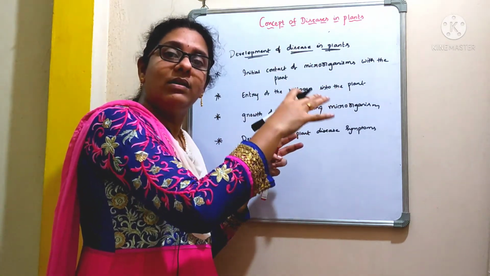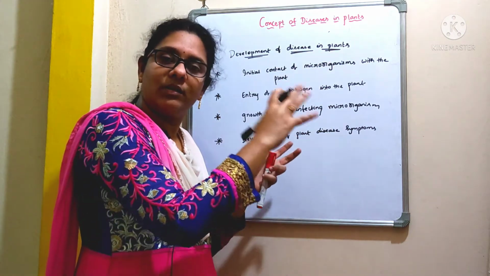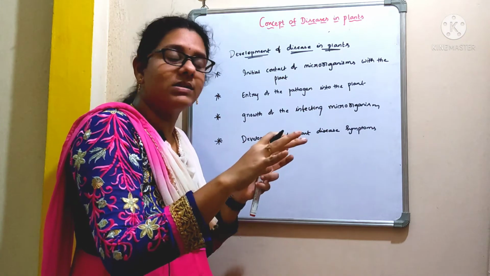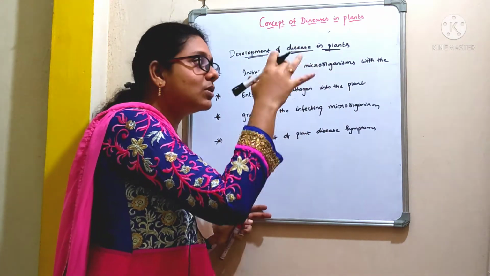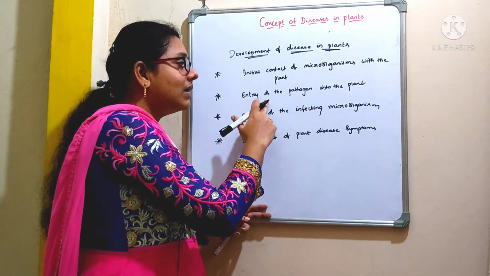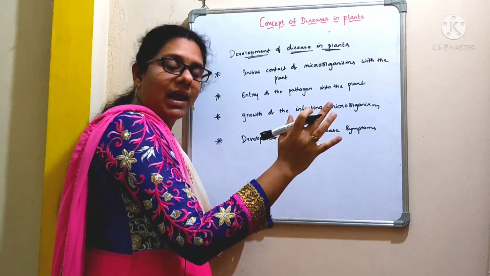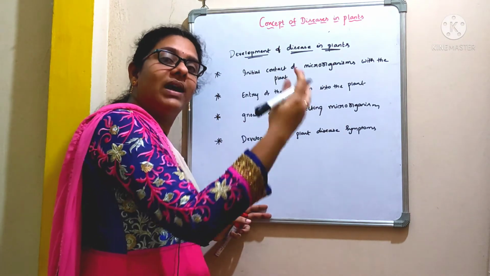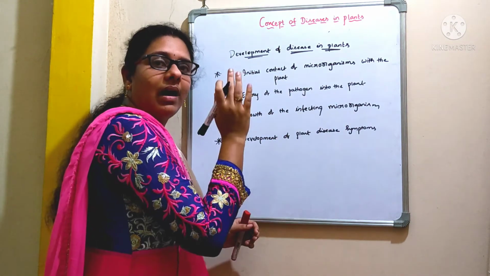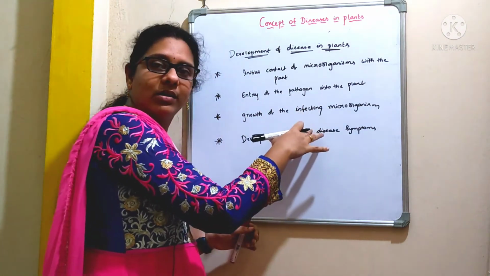Here the plants are used as a host for the microorganism. Whatever you take, whether it is a bacteria, fungi or a virus, first those organisms should come in contact with the plant, right? This is followed by the entry of the pathogen into the plant. Once they come in contact with the plant, in the next step they are going to enter into the plant system. After the entry of the pathogen into the plant, now what will the microorganism do?